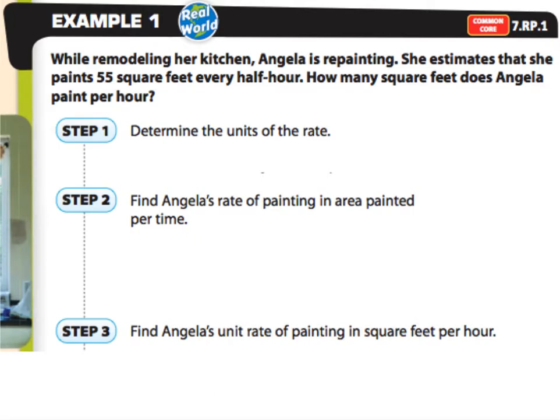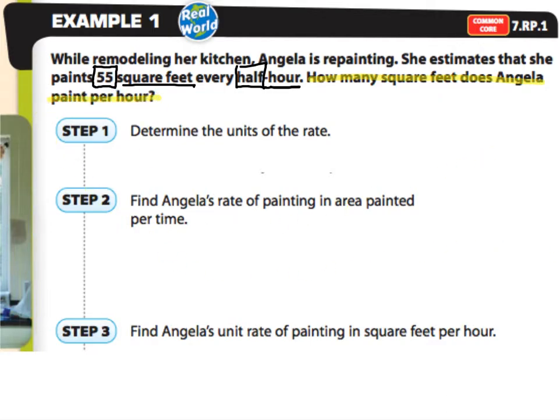Okay, so here we go. While remodeling her kitchen, Angela is repainting. She estimates that she paints 55 square feet every half an hour. So 55 square feet every half hour. How many square feet does Angela paint per hour?